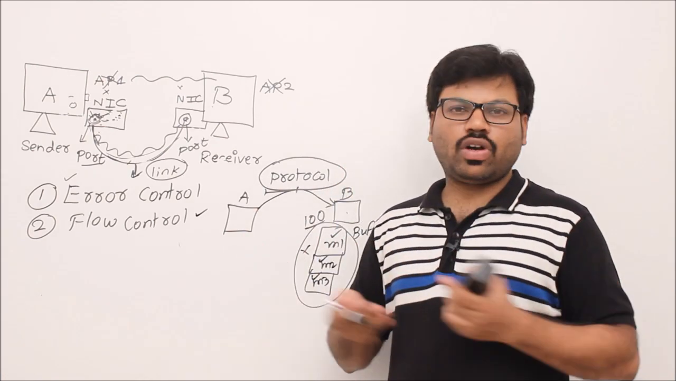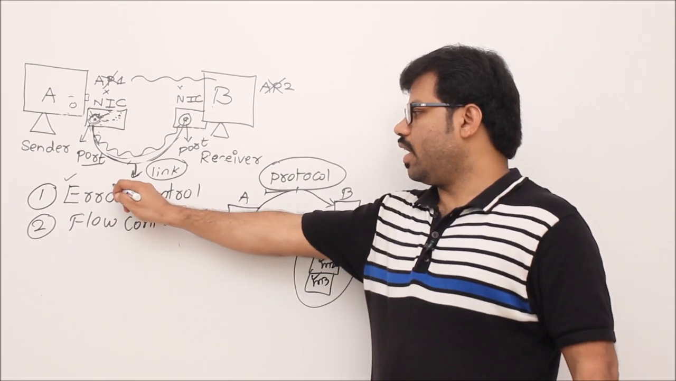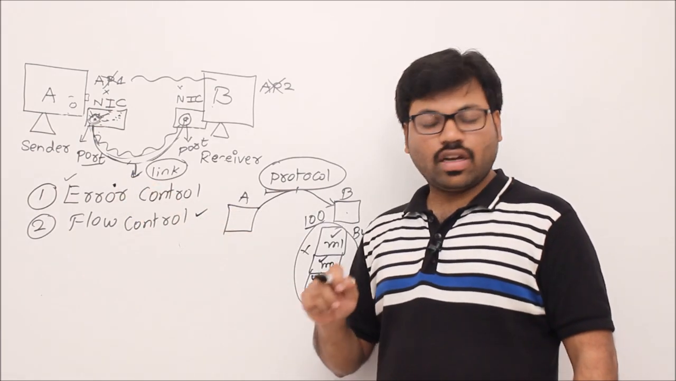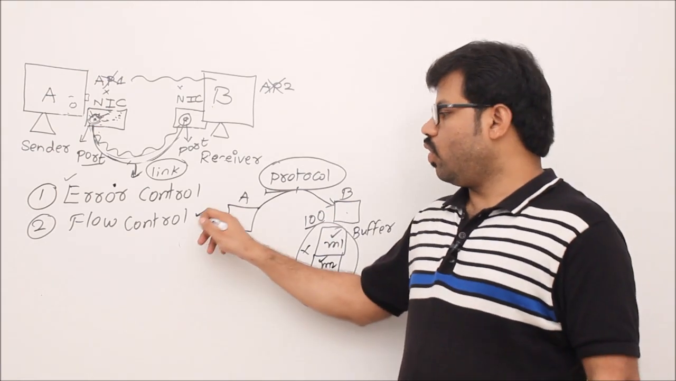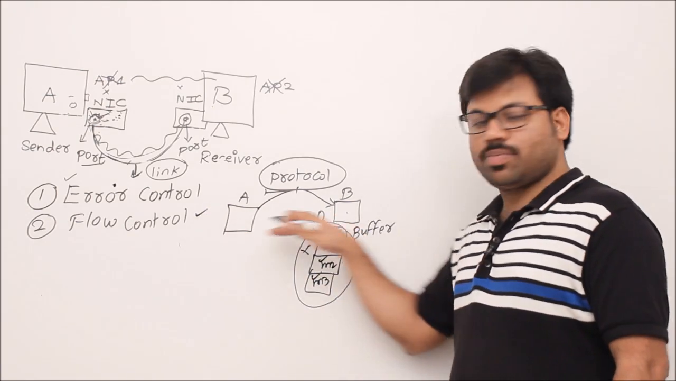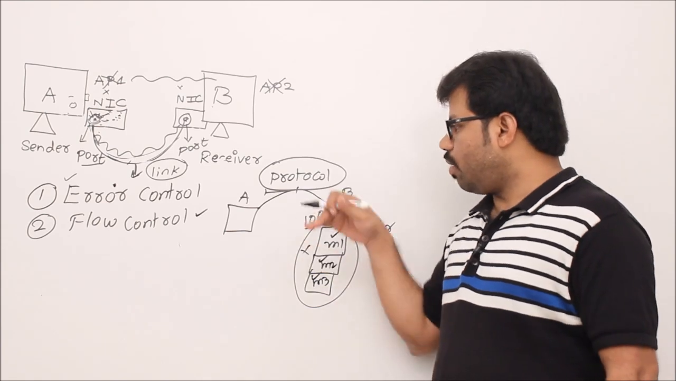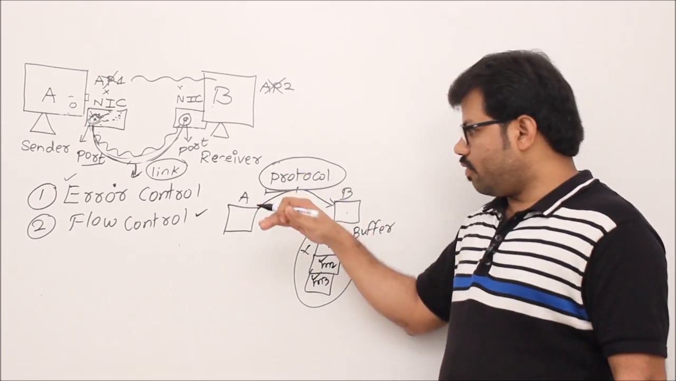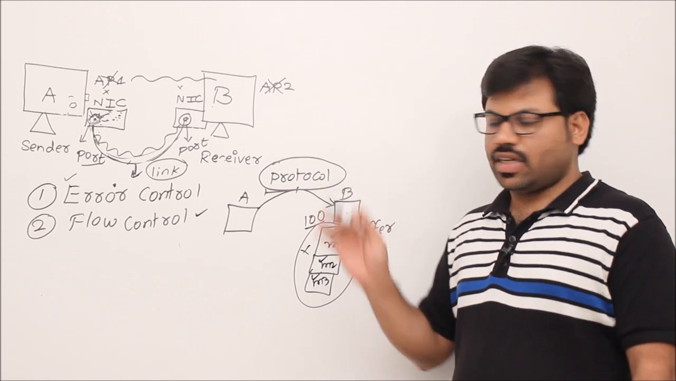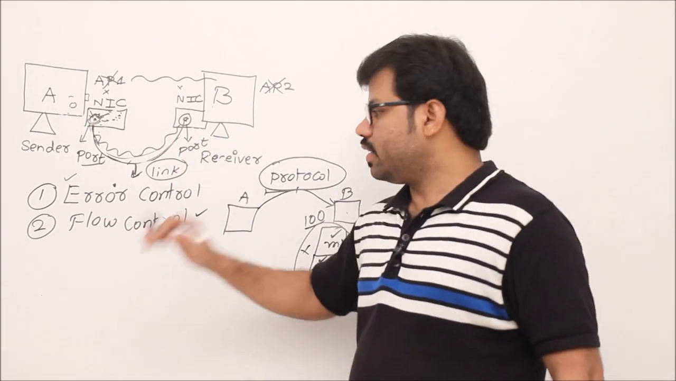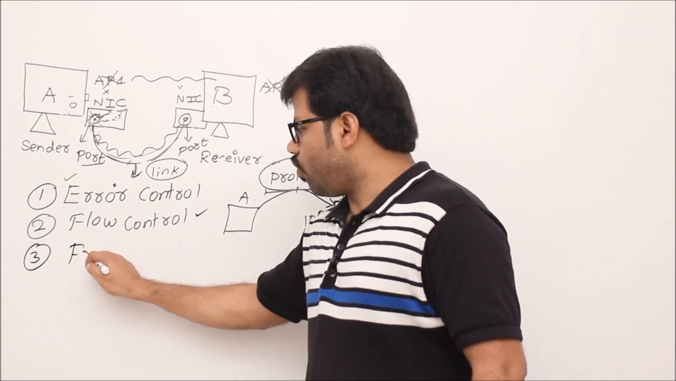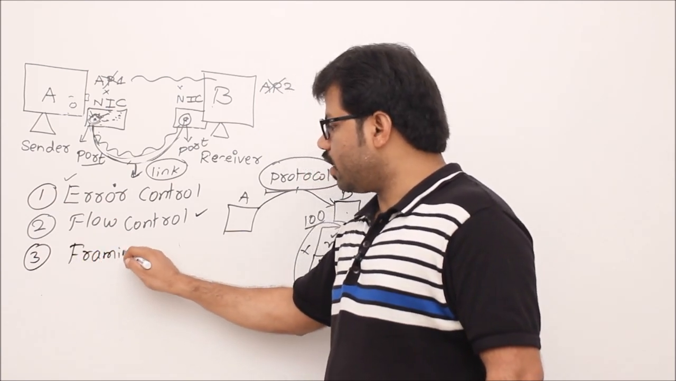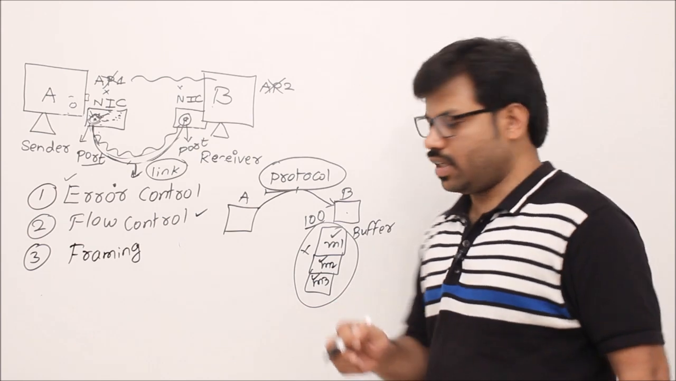If I divide these protocols into so many parts, some are called error control protocols. Error control protocols are going to control the error. Second, flow control protocols are going to solve this problem, that means they will stop your sender from flooding this receiver B, right? So this is flow control. Third, see this situation. That is called framing. Why framing is one more important thing every sender should do, we will see.